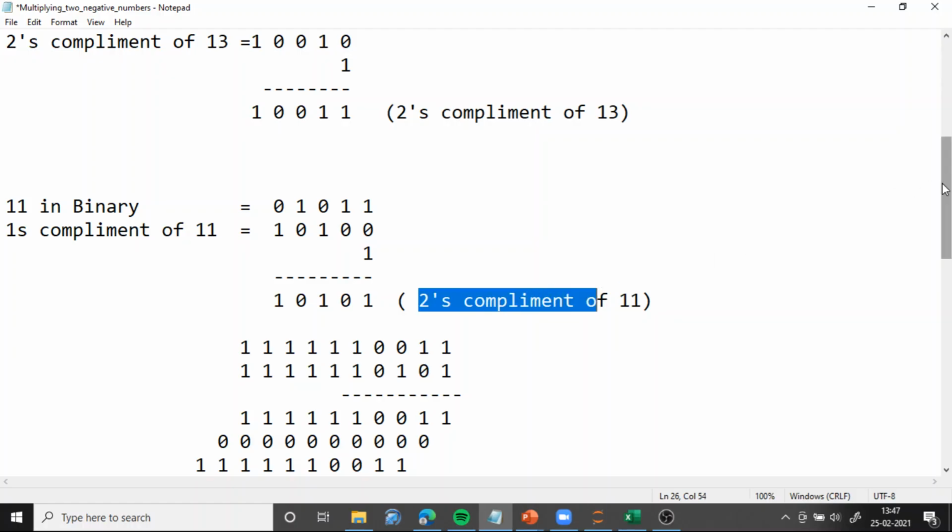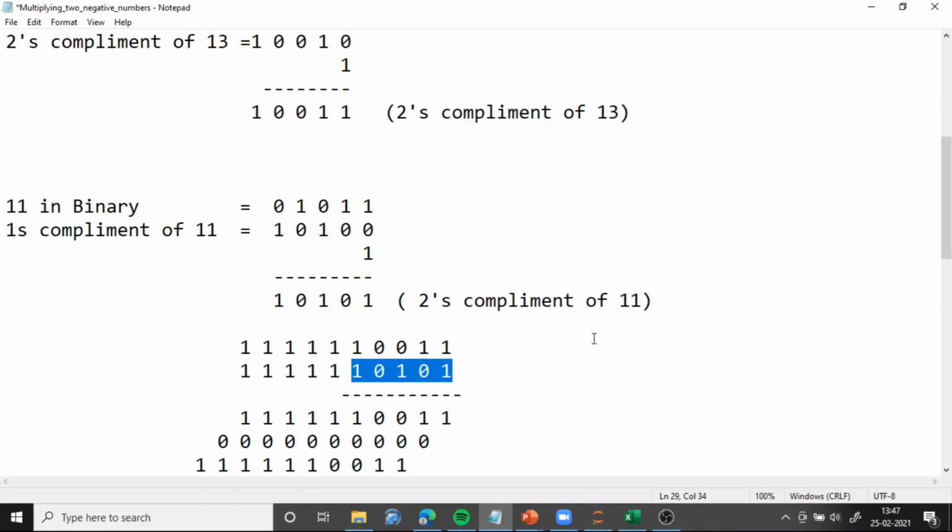Now what you want to multiply is the 2's complement of 13, which is 1 0 0 1 1, and the 2's complement of 11, which is 1 0 1 0 1.